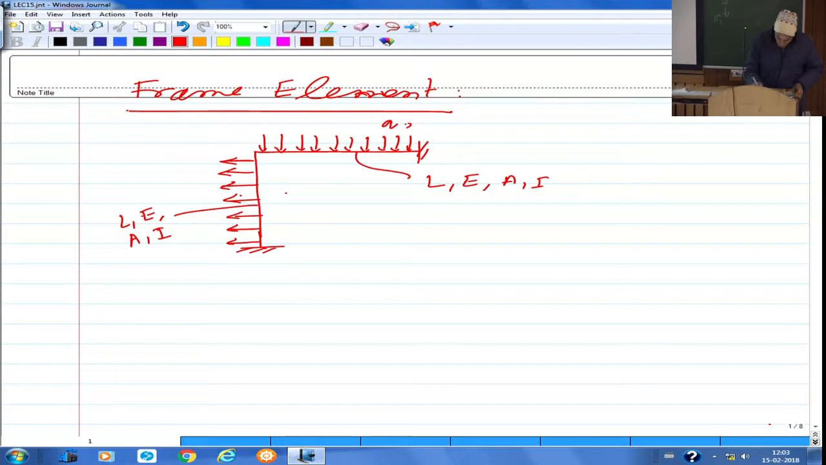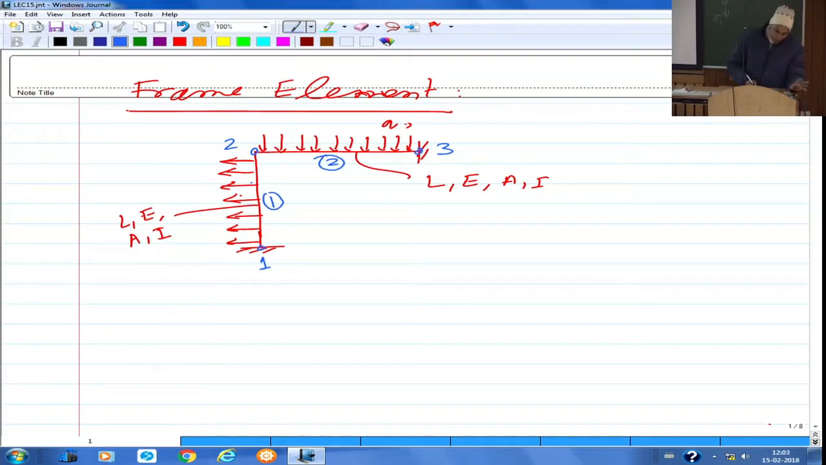So the frame element, which we have already discussed. Let us say this is global node number 1, this is global node number 2, and this is global node number 3. That means this member we are discretizing into just one element, and this we are taking as another element, say element number 2. And this is the discretization.